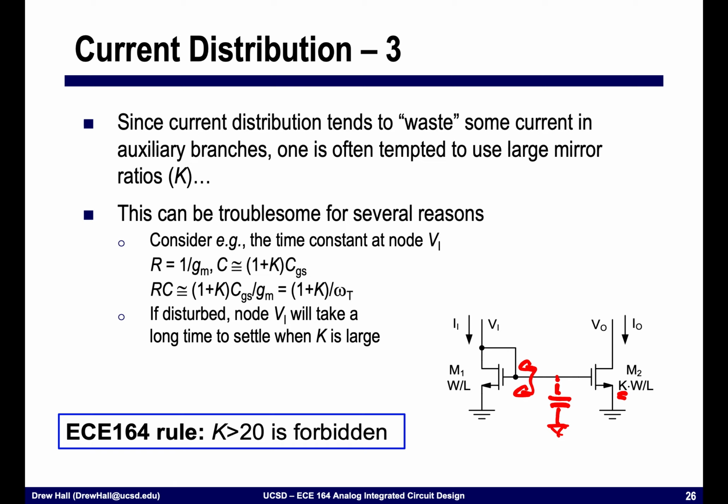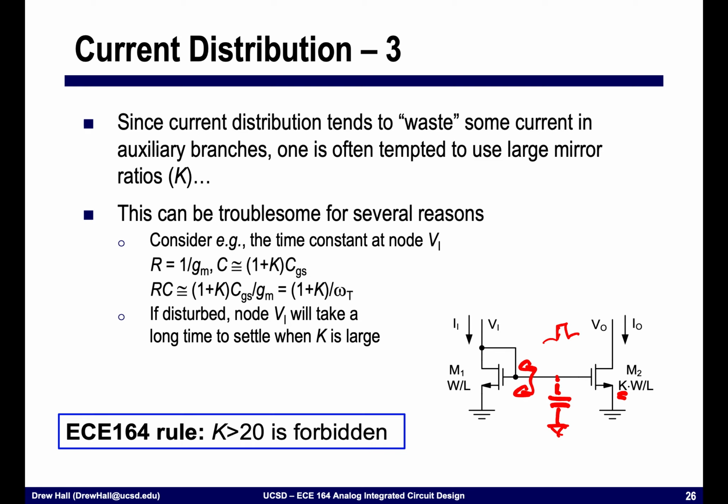And so what this says is that if I have a disturbance at this node, i.e., if I had a clock signal that coupled on some charge, it would take a very long time for this to settle if K was a large number. And so most companies will have policies regarding this, and we'll do the same thing in 164 to kind of keep it realistic. We're going to prohibit ratios of K being greater than 20.